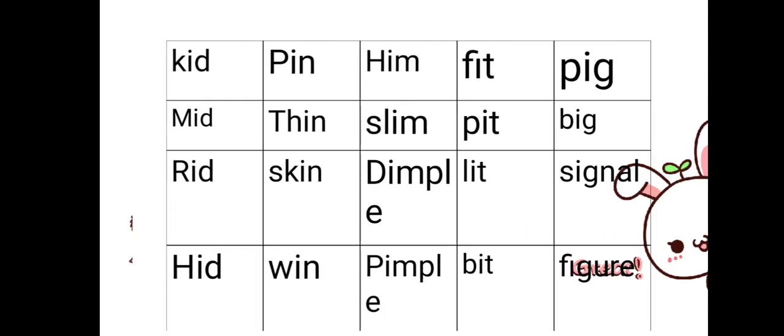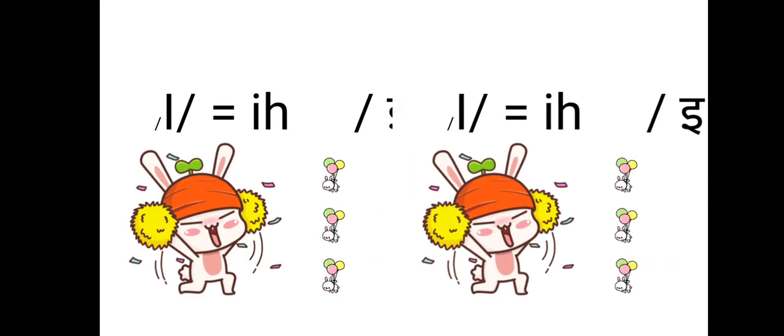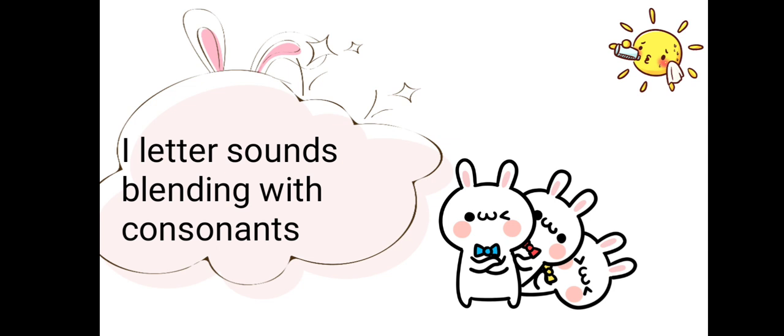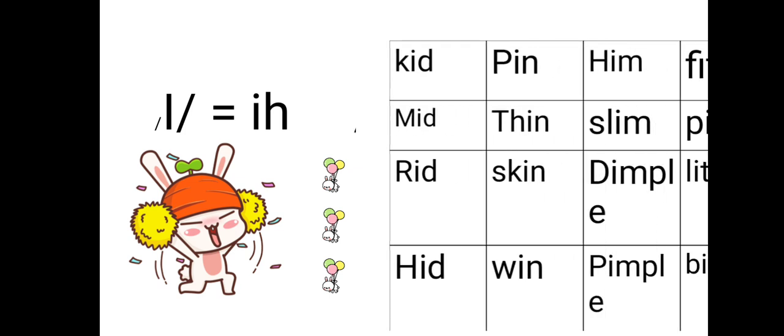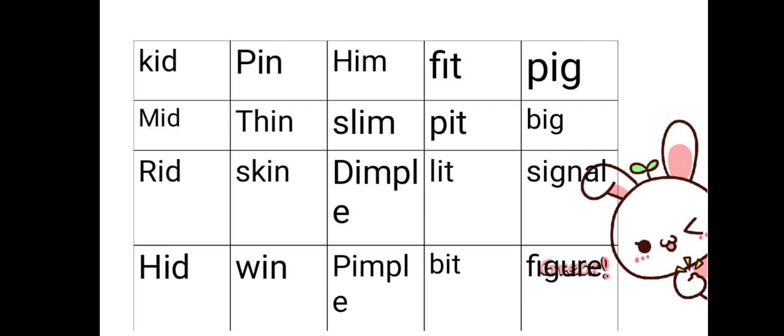So, today we will discuss the phonic sound of I and I letter sound blending with consonants. The phonic sound of I is E. These are some examples.